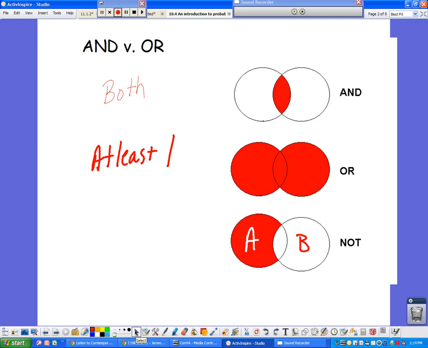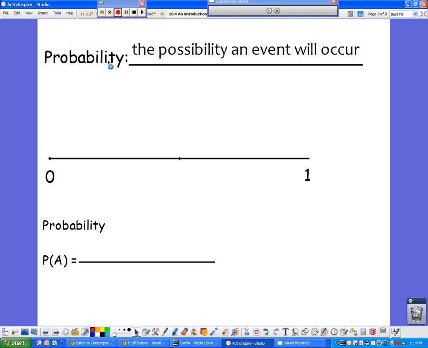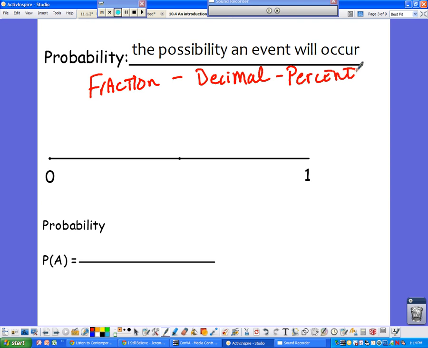All right, so let's cover a basic definition of probability. Probability is the possibility an event will occur. Now typically probability is going to be expressed as a fraction, so it's going to be written as a fraction. In some cases it can be expressed as a decimal, or it can be expressed as a percent. Those are the ways you can express probability.